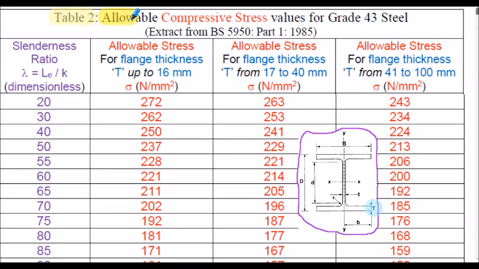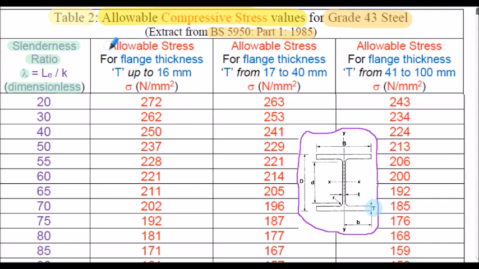This tabulates the allowable compressive stress values for grade 43 steel. This is a superseded specification of structural steel. We're just using this for academic purposes to illustrate the process involved with analysing struts. This extract is actually from BS 5950 Part 1, 1985. So it's a superseded standard again, but obviously if undertaking the analysis in industry, you will refer to the current appropriate standards. On the left-hand column, we have the slenderness ratio, lambda, which is dimensionless, of course.